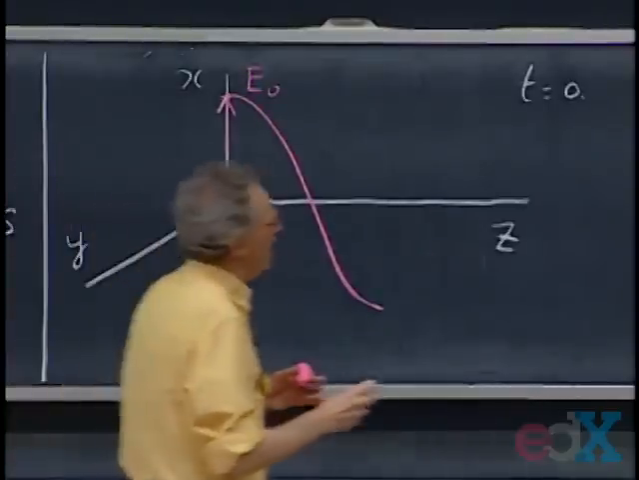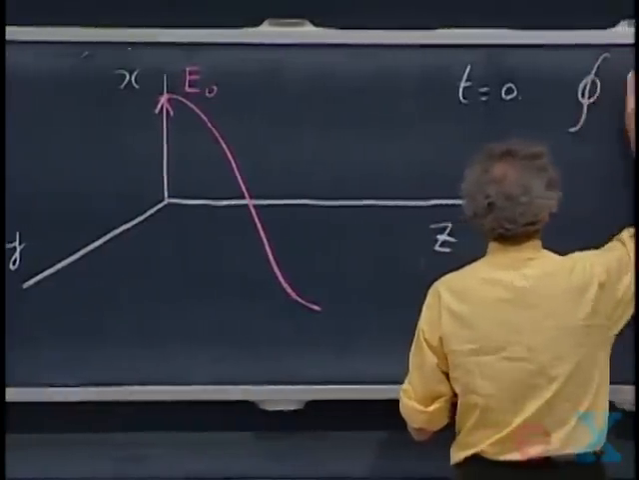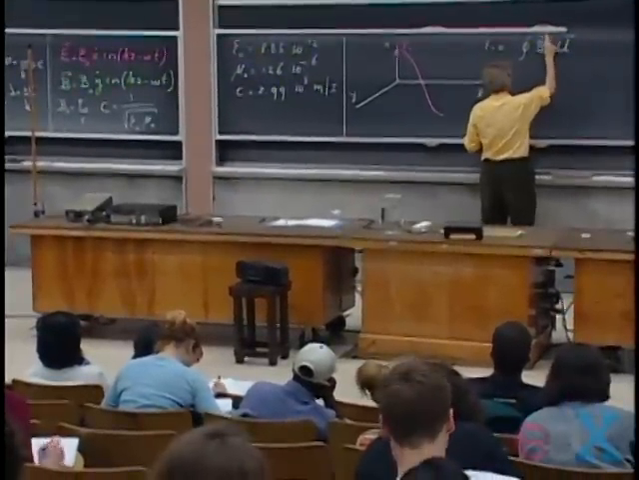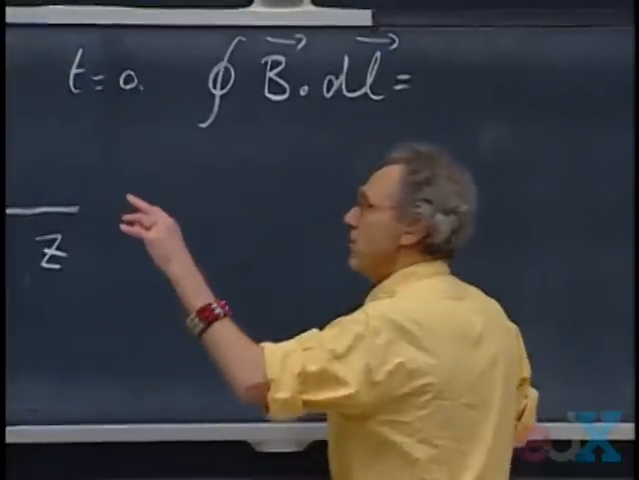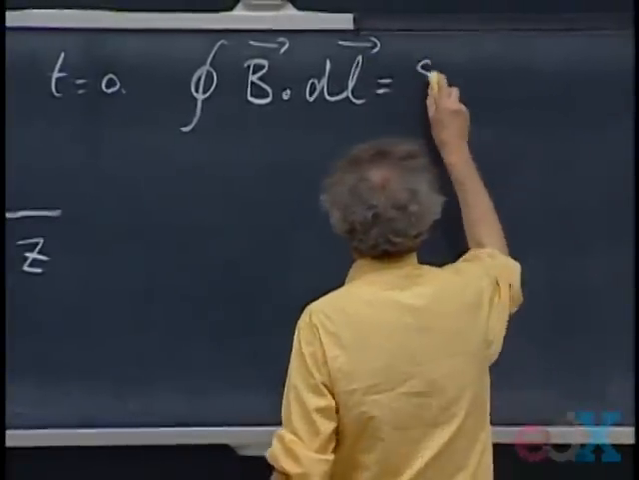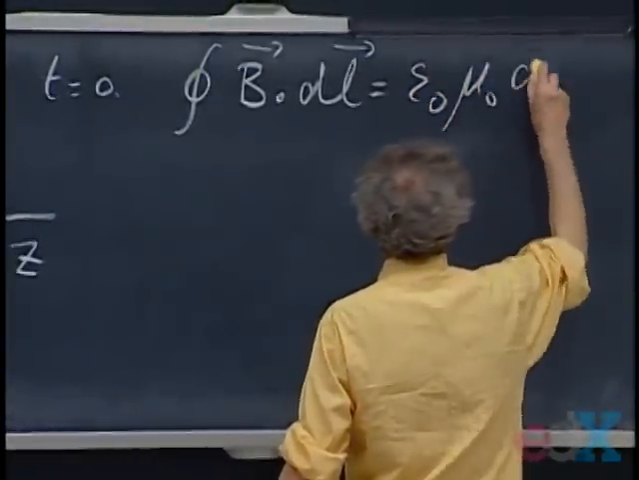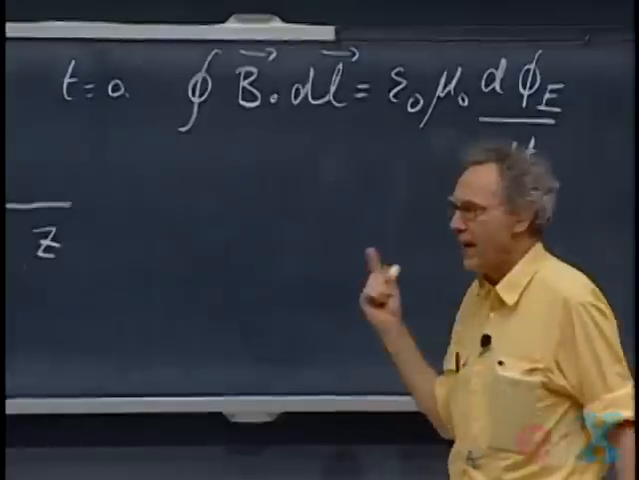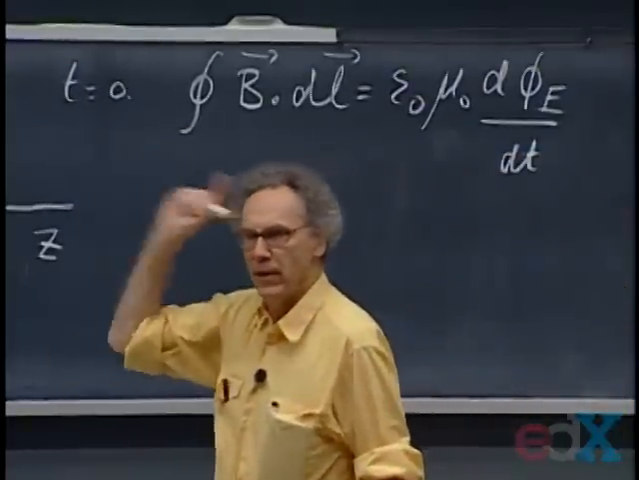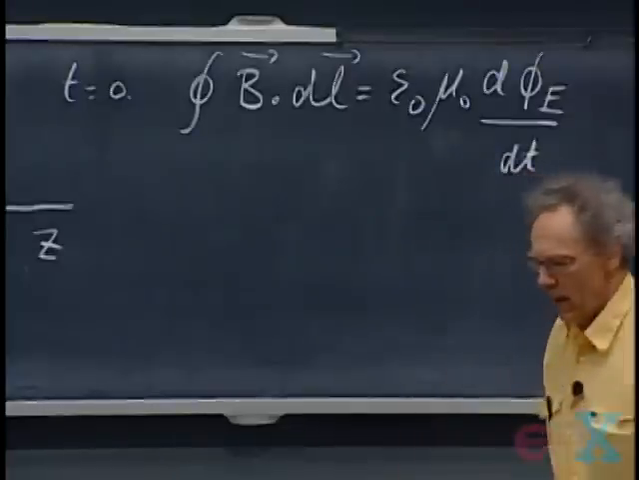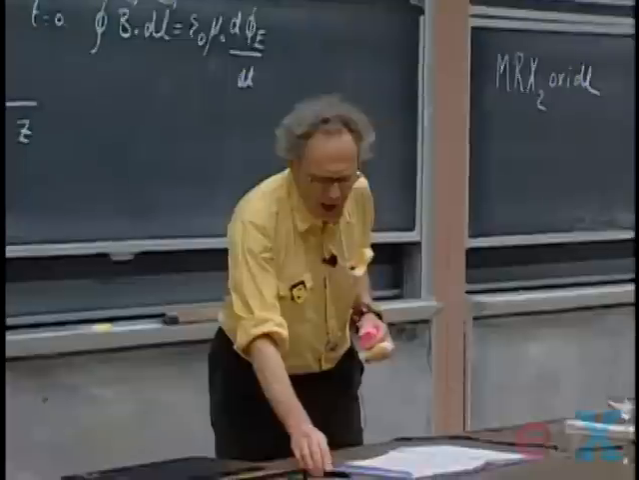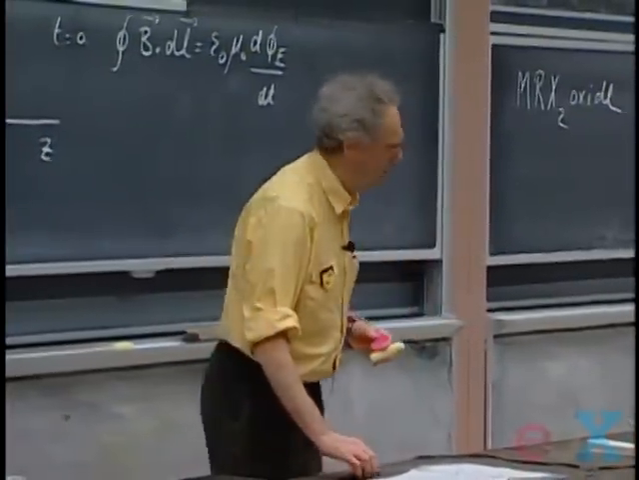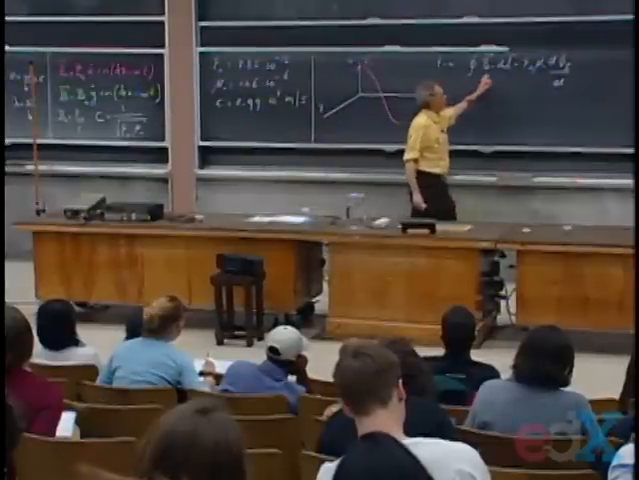And now I'm going to apply Ampere's law, that's my half of the bargain: the closed loop integral of B dot dl equals epsilon 0 times mu 0 times d phi E dt. We're dealing with vacuum, so kappa m is 1 and the dielectric constant is 1. And there is no such thing as a current I because we are in empty space, so this whole term does not exist.